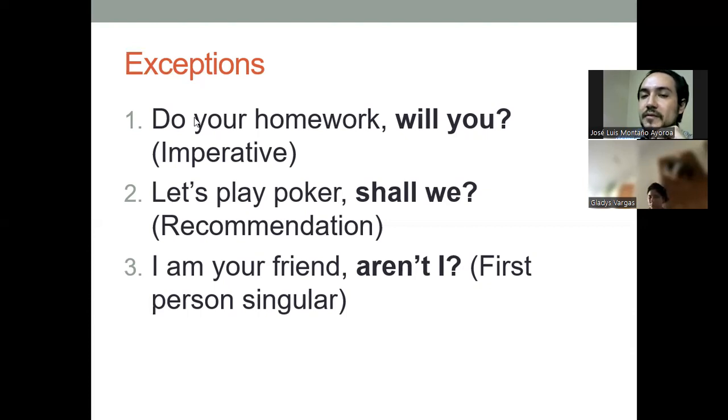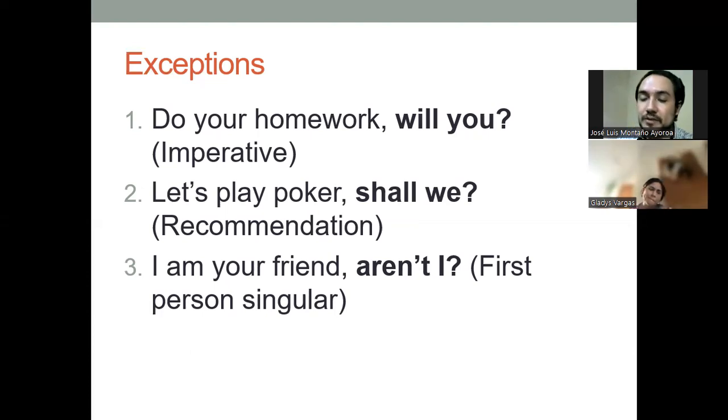If it's imperative, will. If it's suggestion, shall. If it's I with the verb to be, aren't. Why? Because we cannot say, am I not? It's not possible. And we don't contract am with not. So that's why we have to borrow another verb, the conjugation for plural, are, and it's the only exception that we got over there.